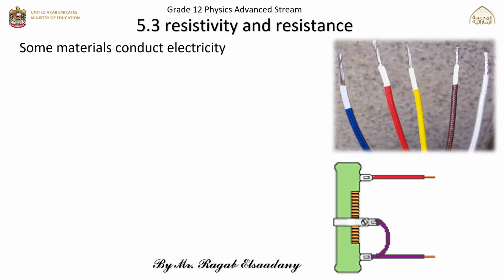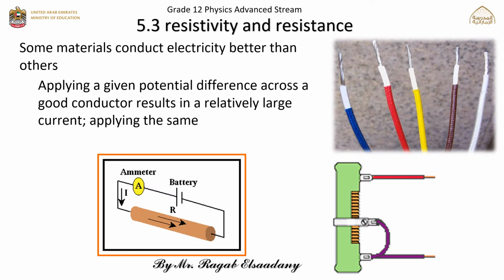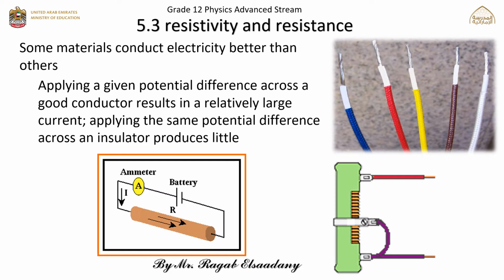Some materials conduct electricity better than others. Applying a given potential difference across a good conductor results in a relatively large current, but applying the same potential difference across an insulator produces little current.